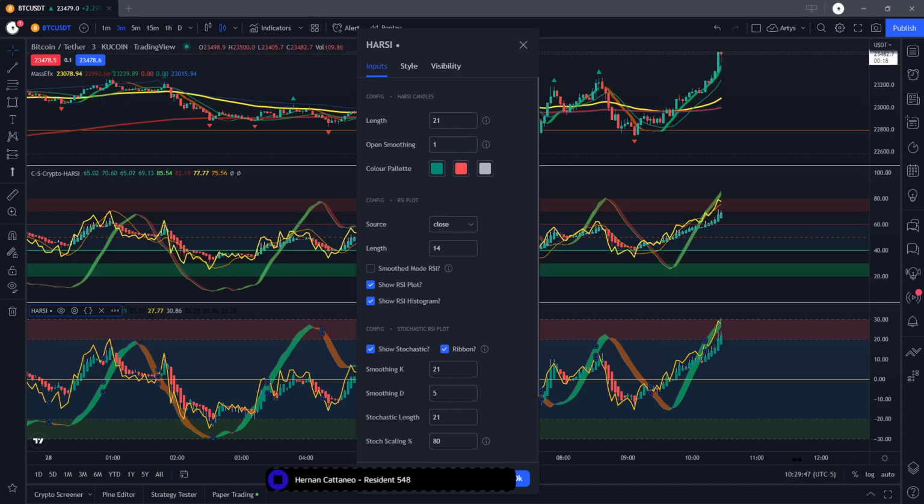I want to share the big announcement that the new version of the HARSEi that everybody knows and loves from the originator, Jay Rogers, is now available on TradingView. Let's take a quick look at the old version of HARSEi. I call it the older version because it's written on an older version of PineScript.